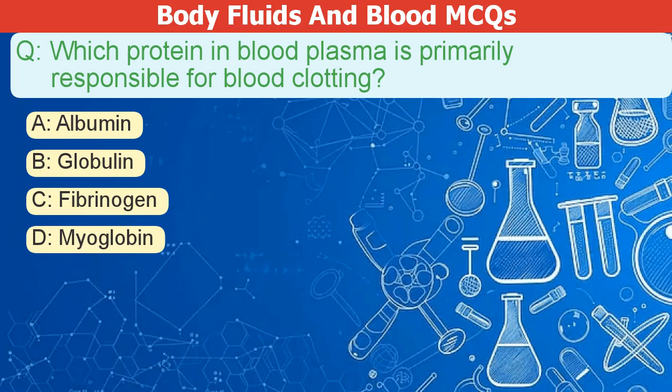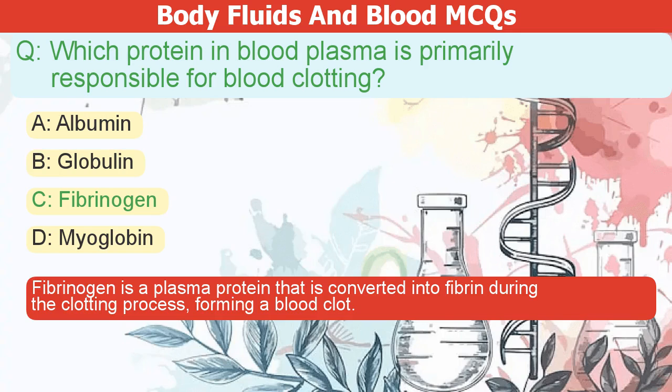Which protein in blood plasma is primarily responsible for blood clotting? A. Albumin. B. Globulin. C. Fibrinogen. D. Myoglobin. The correct answer is C. Fibrinogen is a plasma protein that is converted into fibrin during the clotting process, forming a blood clot.